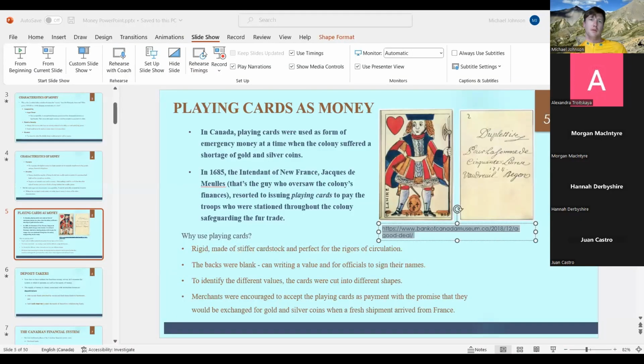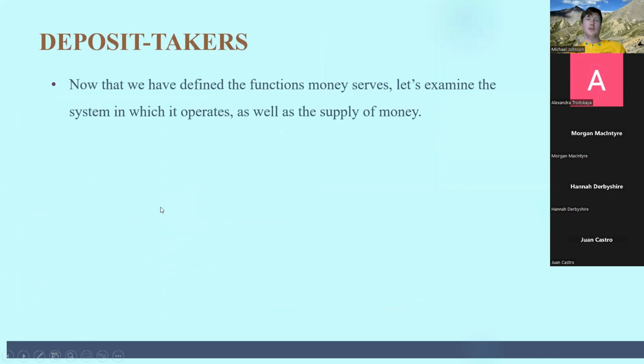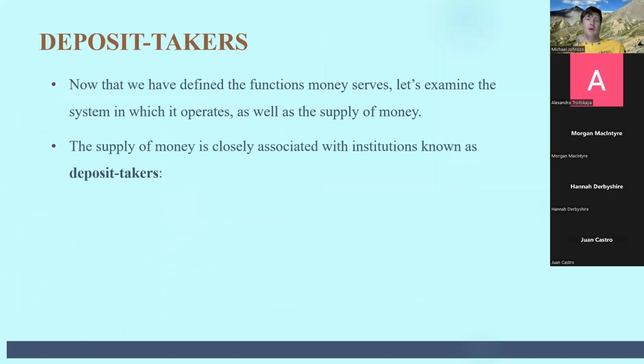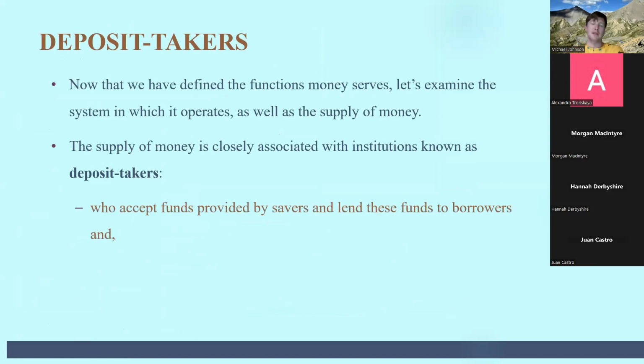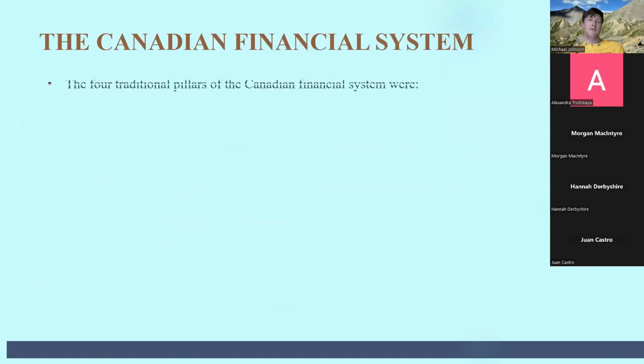Deposit takers. So now that we've defined the functions money serves, let's examine the system in which it operates as well as the supply of money. The supply of money is closely associated with institutions known as deposit takers, who accept funds provided by savers and lend these funds to borrowers and hold cash reserves to meet the needs of depositors withdrawing funds. It's the Canadian financial system.